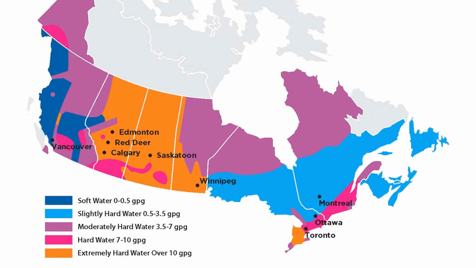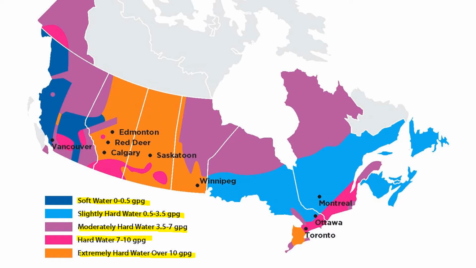Approximately 85% of homes in North America live in a hard water environment. And here you'll see the map of Canada with varying grains of hardness level throughout the country. Now, I'll go over the scale here with you. Soft water is considered to have 0 to 0.5 grains per gallon. Slightly hard water has 0.5 to 3.5 grains per gallon. Moderately hard water is 3.5 to 7 grains per gallon. Hard water is 7 to 10 grains per gallon. And then extremely hard water is over 10 grains per gallon.